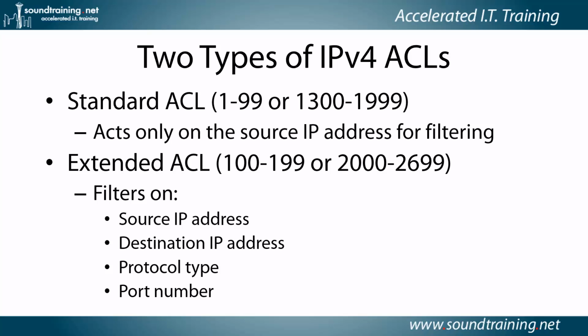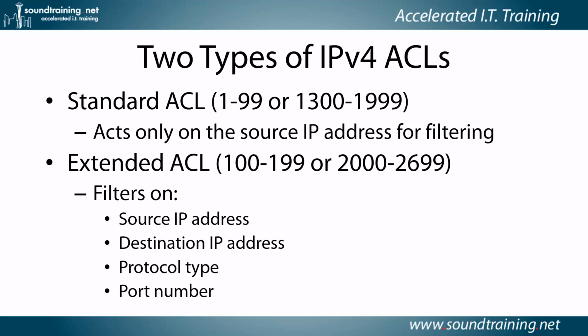Now, there are two types of IPv4 access control lists. First is the standard access control list, and they're numbered 1 through 99, or there's an expanded range that was supported starting with version 12.0.1 of 1300 through 1999. And I'll talk more about those numbers in a moment, but just know that if you use a number between 1 and 99 or 1300 and 1999, that tells the router that you're working with a standard access control list. And a standard access list acts only on the source IP address for filtering. It doesn't look at anything else, only where the packet came from.